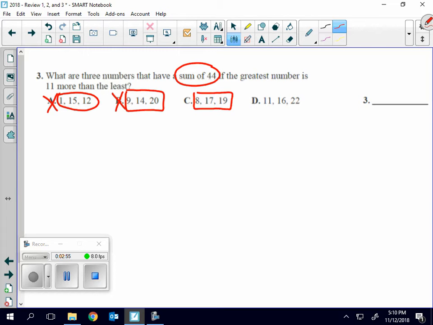Okay, look at the next one. Add them up in your calculator. I get 44. Okay, so the first one is good. Is the greatest number 11 more than the least number? So I'm going to take the greatest number, which is 19, and I'm going to subtract the least number. I get 11. So that should be our answer. See, we can always double check the last one to make sure. Starting by adding all 3 together. 11 plus 16 plus 22 equals 49. So obviously it's not 44. The answer is C.